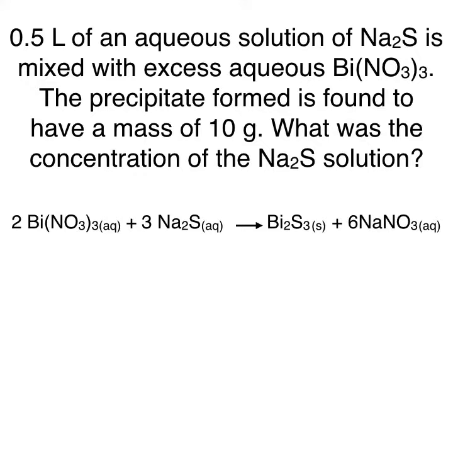Now, we can write down the information gathered from the problem. Knowing our precipitate is bismuth sulfide, we know the mass of bismuth sulfide is 10 grams. We also know the volume of sodium sulfide is 0.5 liters. We can now begin our calculations.